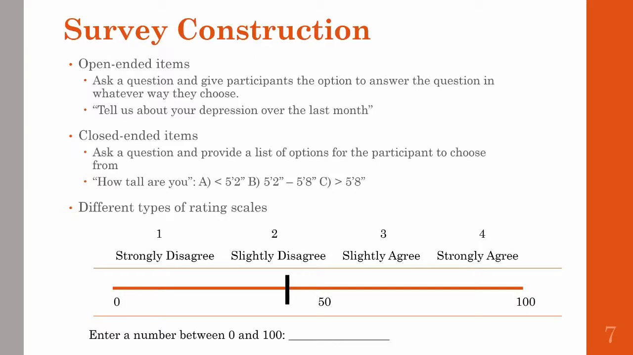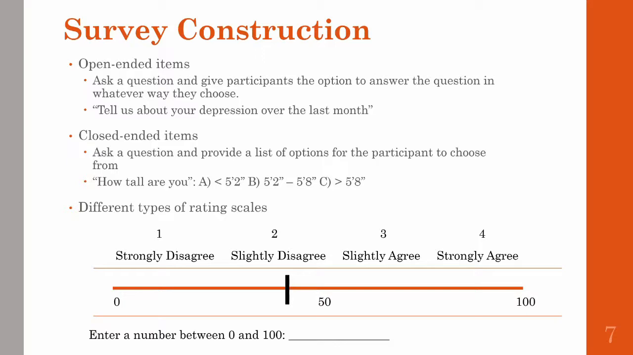So when you go to write up your survey items, there are two broad types of items to consider. The first is open-ended items or questions, and this is where you ask a question and give participants the option to answer that question in whatever way they choose. An example of this could be, please tell us your experience of depression over the last month, with a blank line. And this is usually just a written response. These questions are more qualitative in nature, but they can be very useful in the early stages of research.